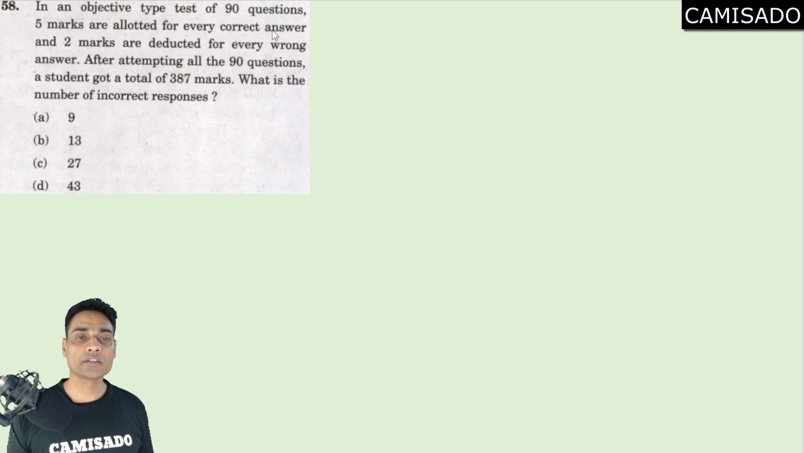Now next, in an objective type test, 90 questions are there. 5 marks are allotted for every correct answer and 2 marks are deducted for every wrong answer. After attempting all the 90 questions, a student got a total of 387 marks. What is the number of incorrect responses? See, what we can do here is, suppose X questions are correct, so we are getting 5 marks here, and Y questions are incorrect.